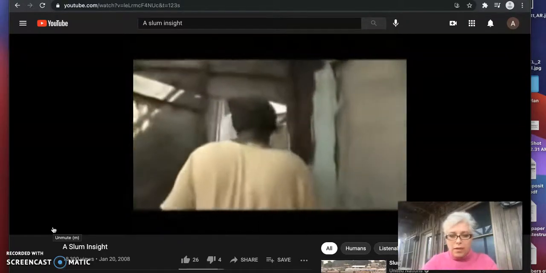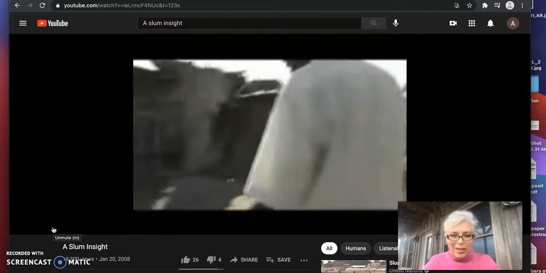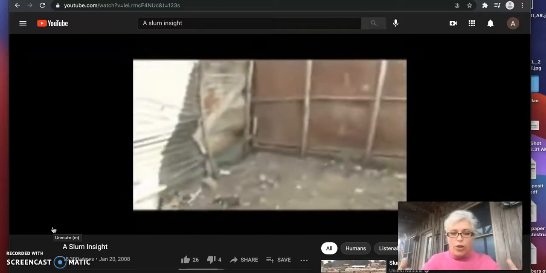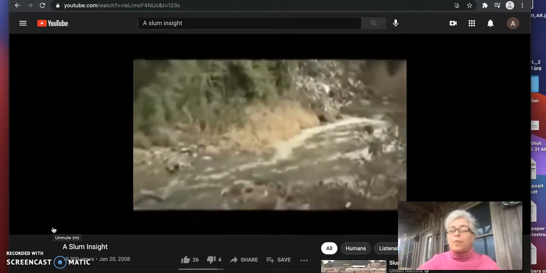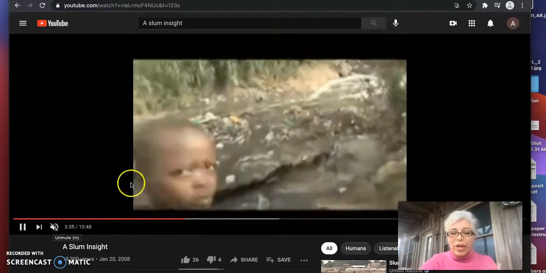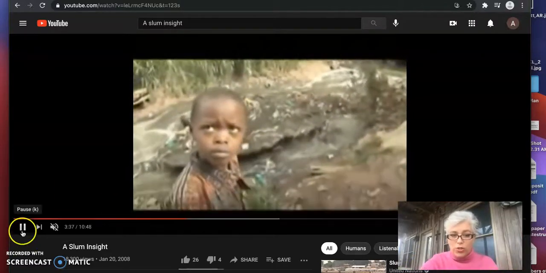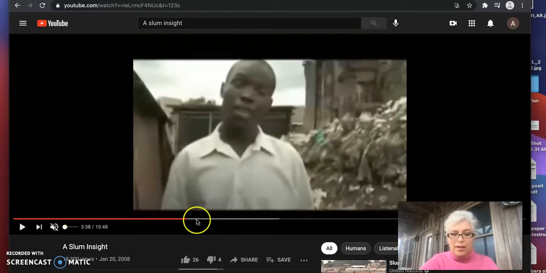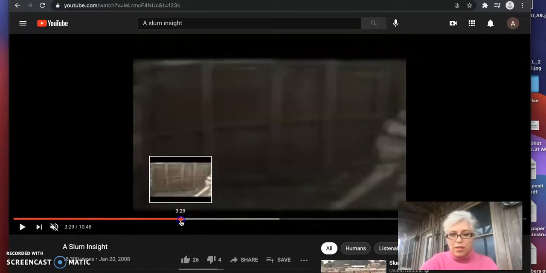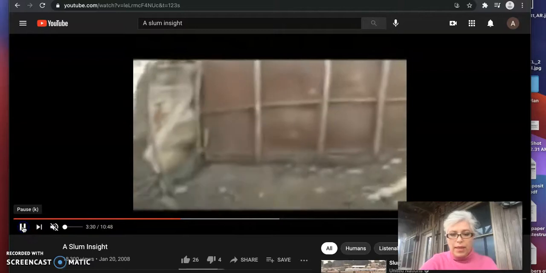He'll show you an empty lot, I guess we can call it, an empty space where there were walls and people were living, but it was washed away in a flood. And here is the river, their water source that they're standing beside. Let me back it up just one little bit and play that.